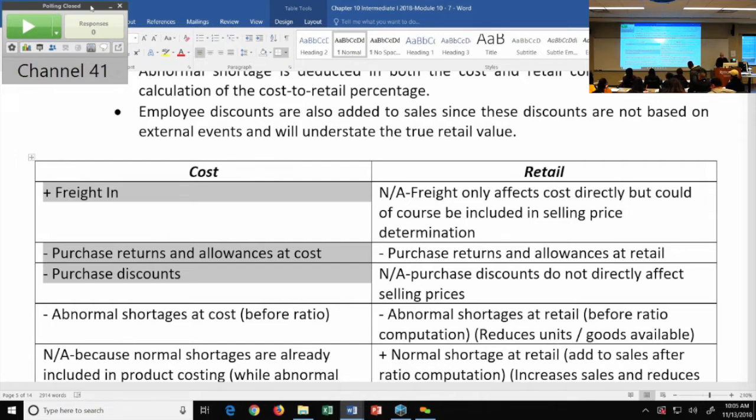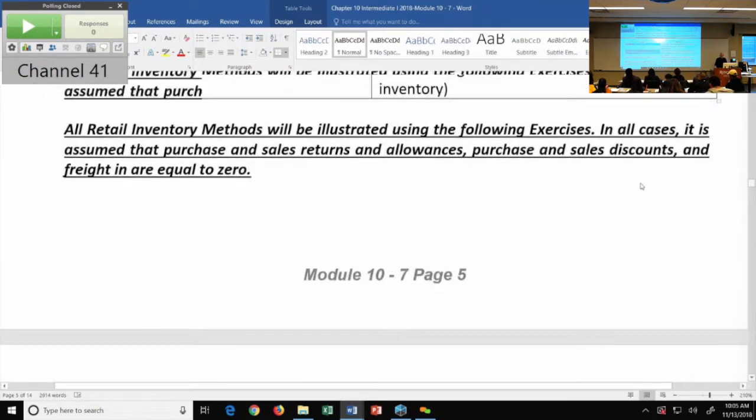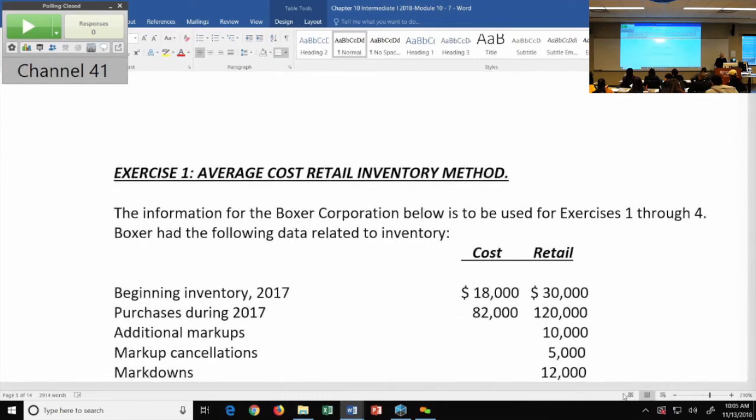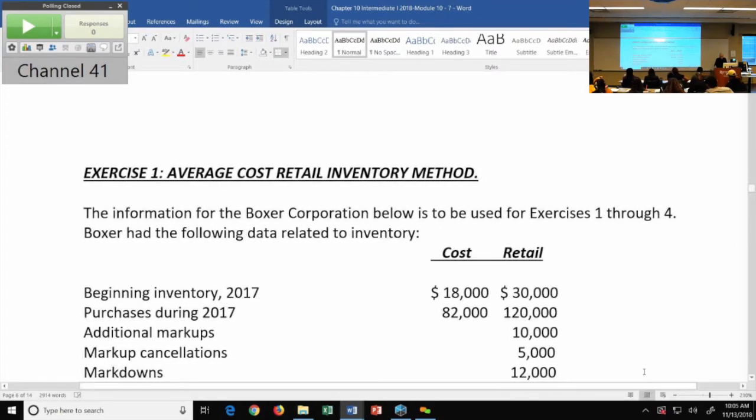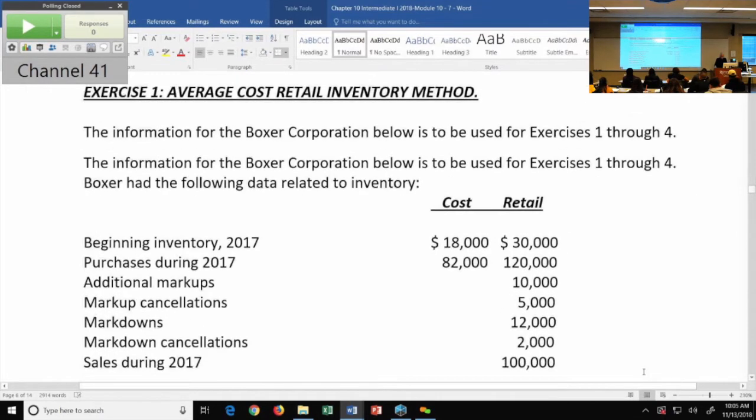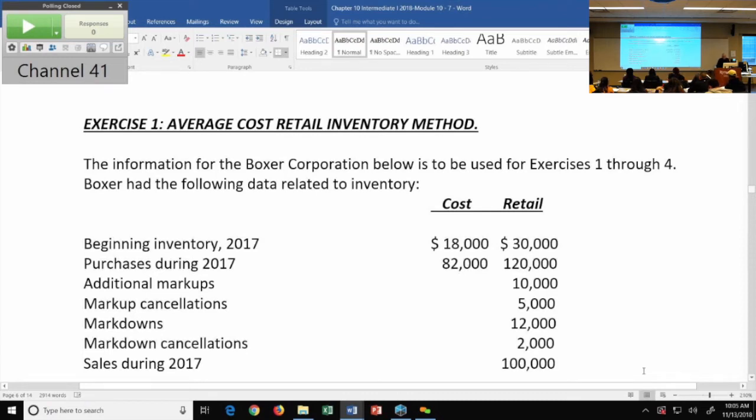Now, what we're going to do is do a series of problems that are important for us to not only know, but understanding the retail method. So we're going to start off with a company that will provide you the following information for 2017. So we've got the beginning inventory at both cost and retail. So you have to keep dual records.